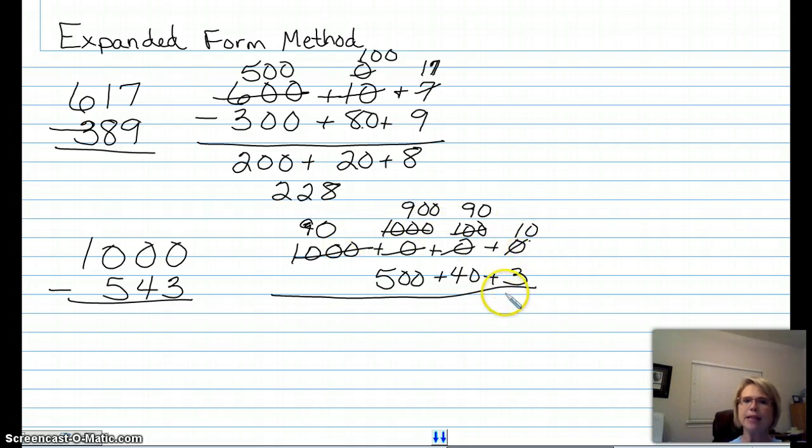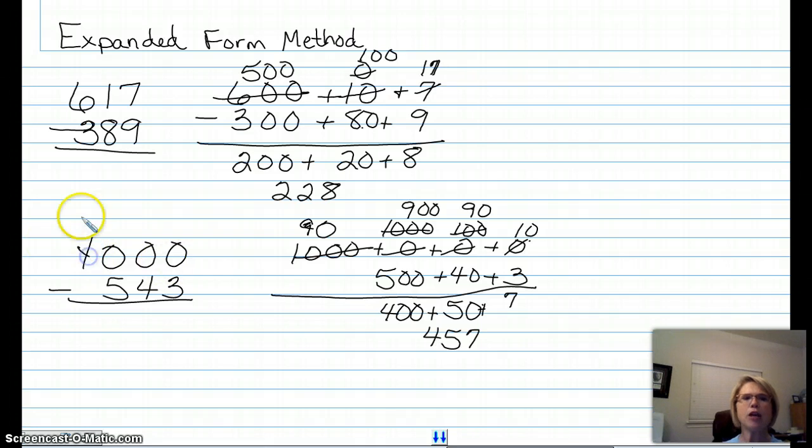Now I can subtract. 10 minus 3 is 7. 90 minus 40 is 50. And 900 minus 500 is 400. 457. Okay? Here's what happens over here when you do all this, okay?